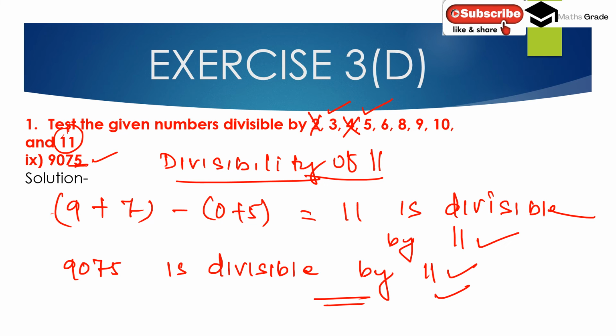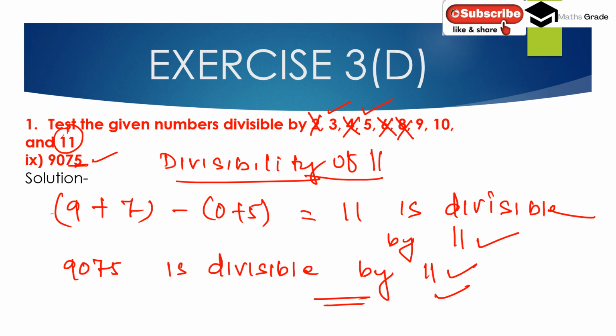This number is not divisible by 2, but it is divisible by 3 only, so this number is not divisible by 6, because 6 is the product of 2 and 3. It is divisible by 3 only, but it is not divisible by 2, so this number is not divisible by 6. The last three digits of the number are 075, which is 75, so this number is not divisible by 8, so 9075 is not divisible by 8.